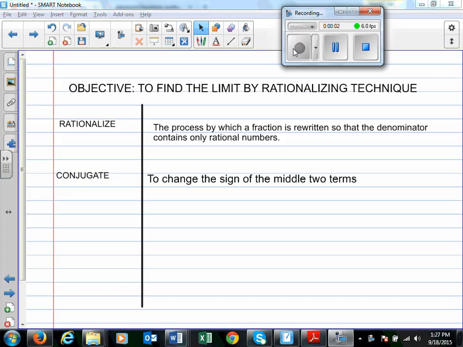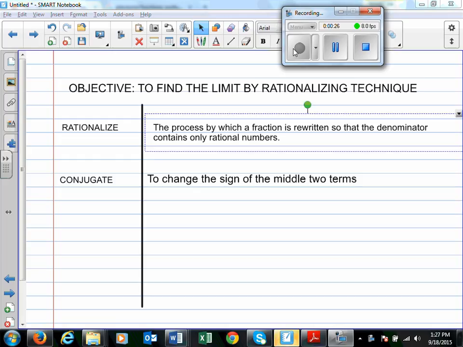Alright, so today's objective is to find the limit by the rationalizing technique. Okay? The two words that you need to remember from pre-calc are to rationalize and to conjugate.